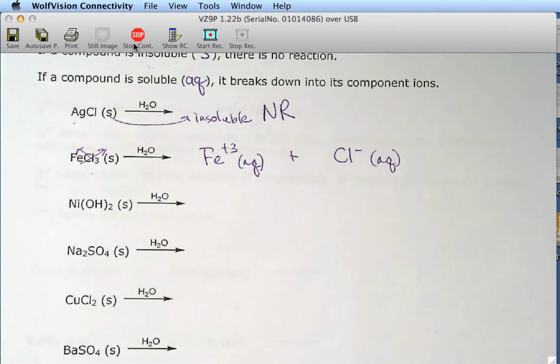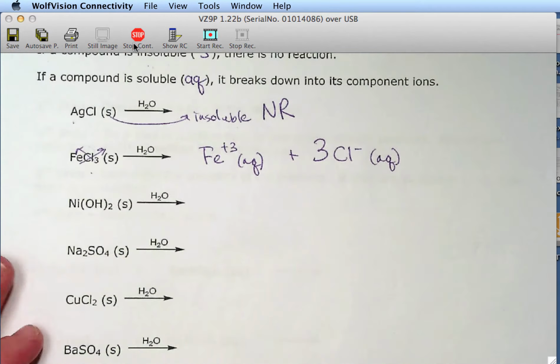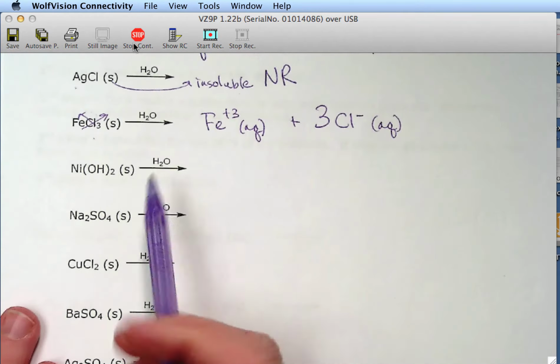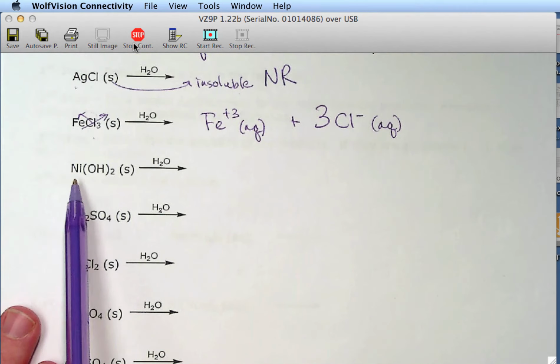You have to put a 3 on the Cl. Excellent. Now it's balanced. All right, I'll do one more with you, and then I'll have you work a few on your own.